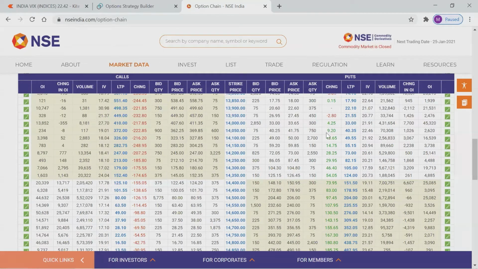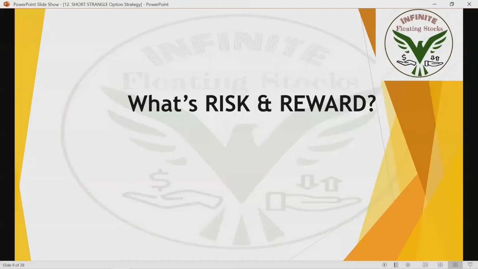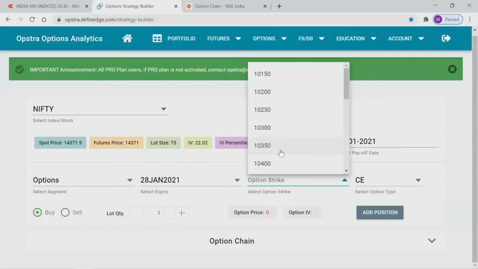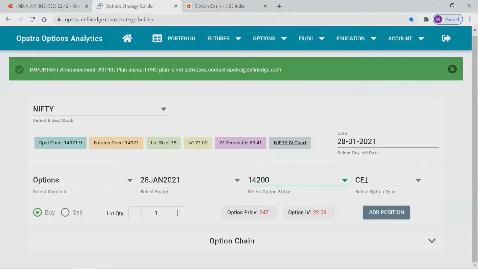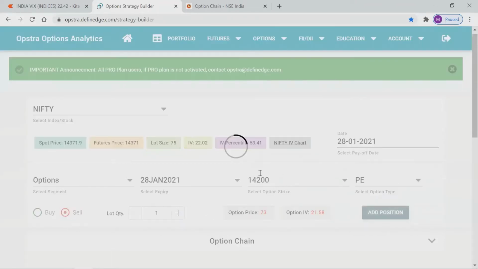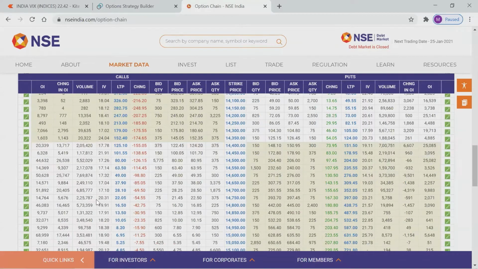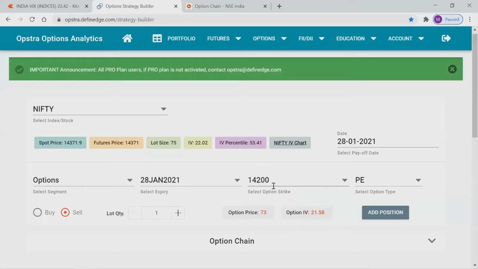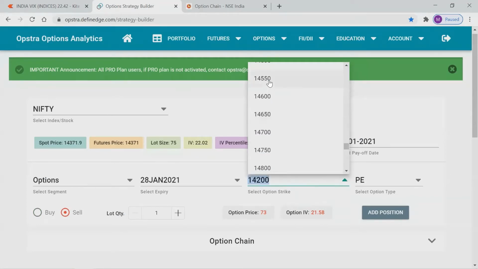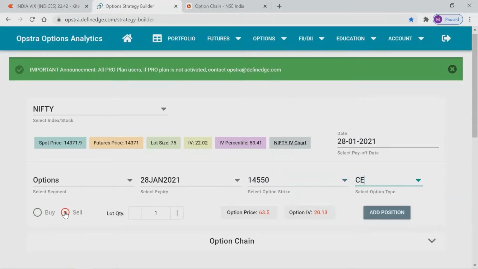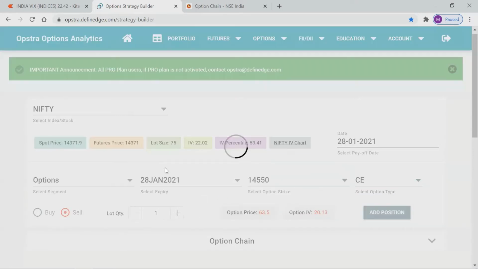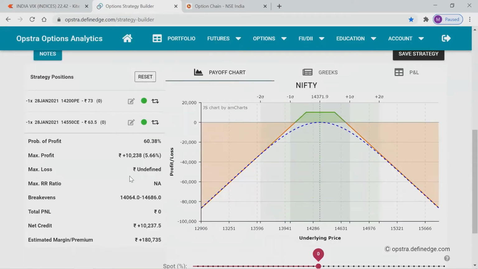14,200 put. So let me enter 14,200 put, sell, one lot, add position. And what was the strike price that we have chosen to short on the call side? That is 14,600 or 14,550. Let me select 14,550 call, short, one lot, add position. Now this is how the payoff diagram looks like.